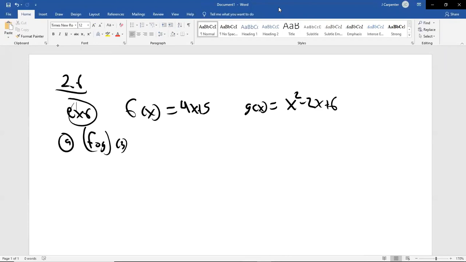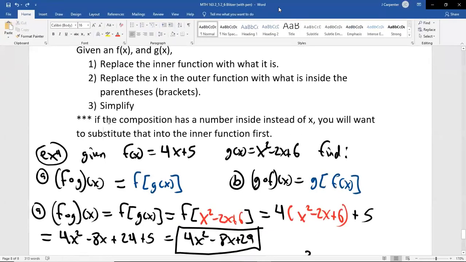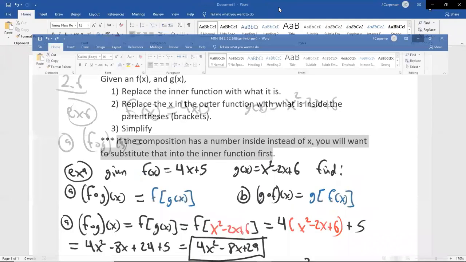So not the same number, but going back to what we said previously, if the composition has a number inside instead of x, you'll want to substitute that into the inner function first. So we're still working in to out. We're still working right to left, if you will. But now it's not going to be nearly as goofy looking because it's just going to be plugging one number in to get another number and then taking that number and plugging it in to get a final answer.